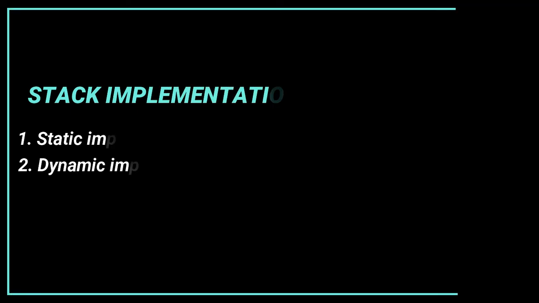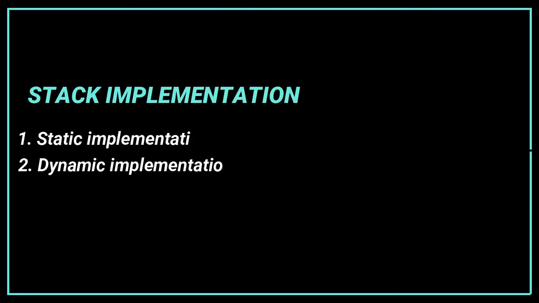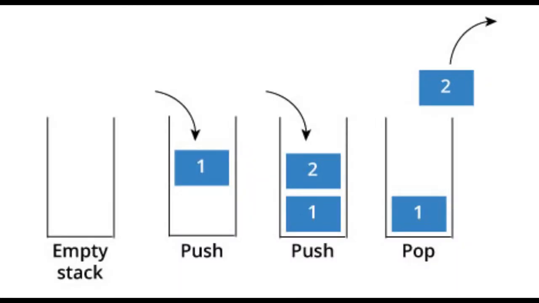How can we implement stacks? We can implement stacks in two ways. One is static implementation, which use arrays, and the second one is dynamic implementation, which use pointers. Let's look at the static implementation. Static implementation use arrays to create stack.